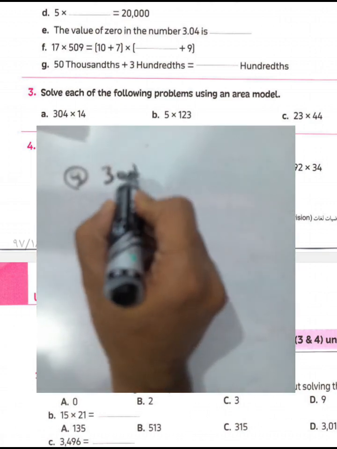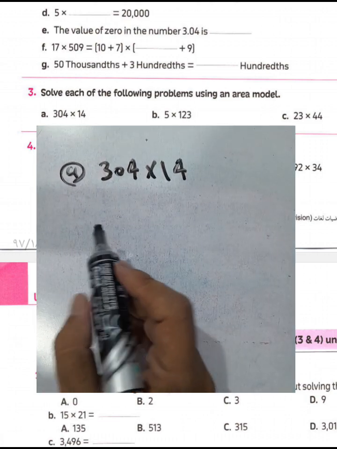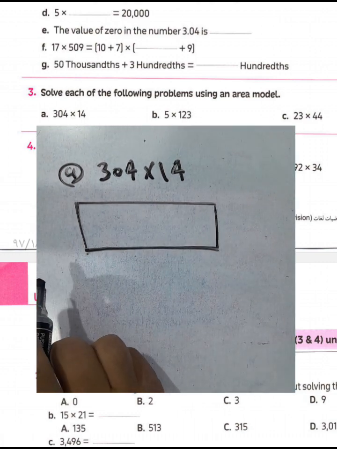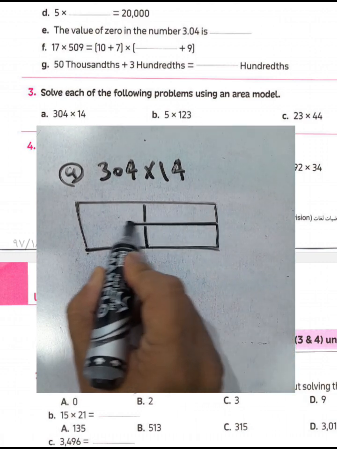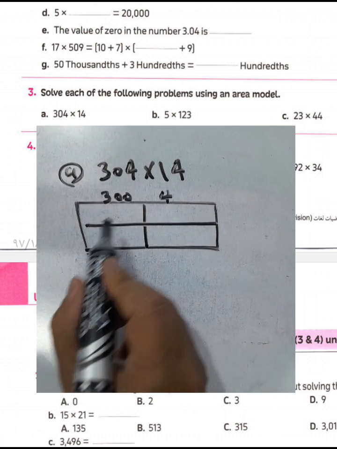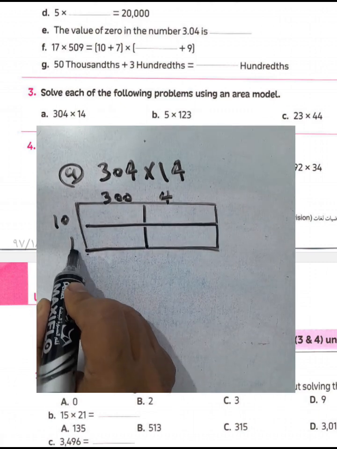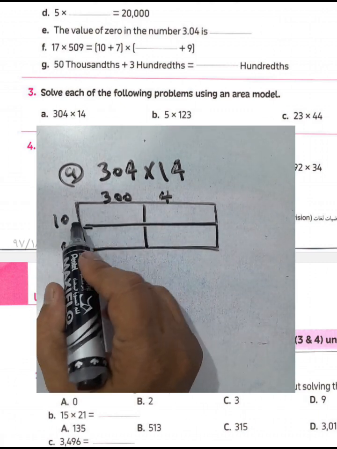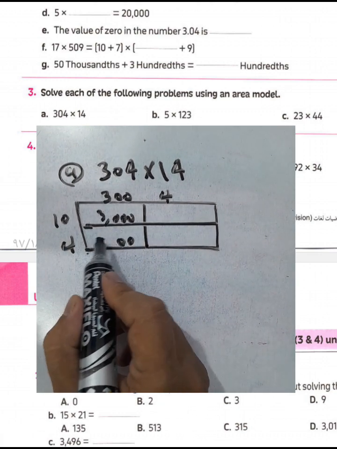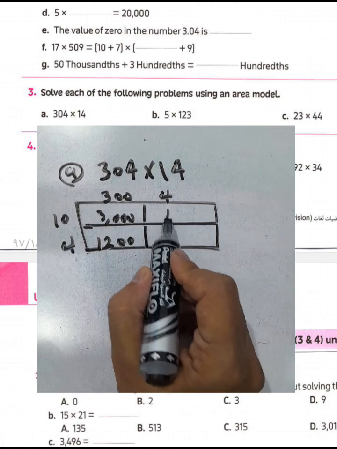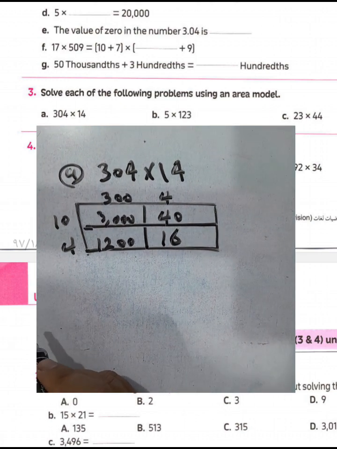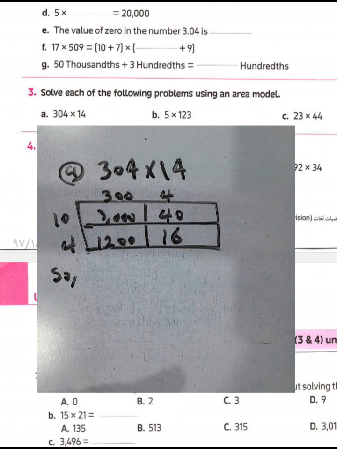We have 304 times 14. We will draw the table here and divide it into parts. 304 means 300 plus 4, and 14 means 10 plus 4. Then 10 times 300 will be 3,000, and 4 times 300 is 1,200, since 3 times 4 equals 12 and we add the double 0. 10 times 4 is 40, and 4 times 4 equals 16.